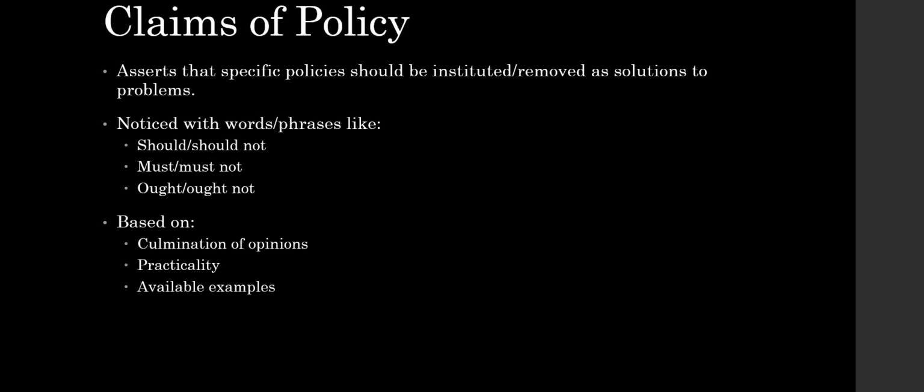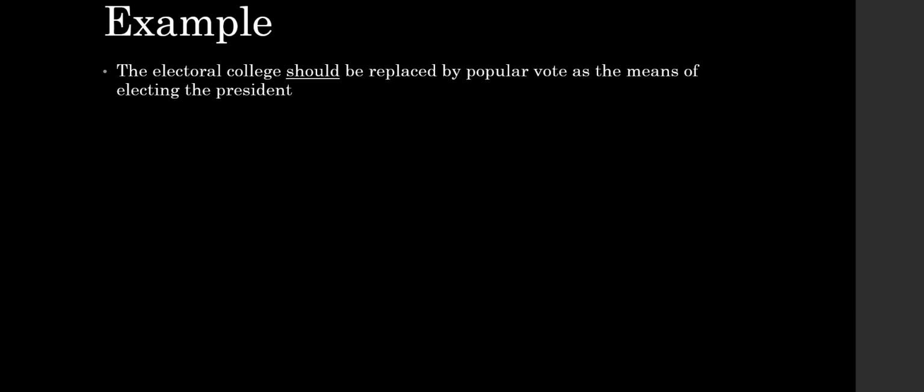These types of thesis statements or claims are typically noticed with words or phrases like should not, must not. And again, this is based on a culmination of opinions, practicality, and available examples. One example of a claim of policy states that the Electoral College should be replaced by popular vote as the means of electing the president.